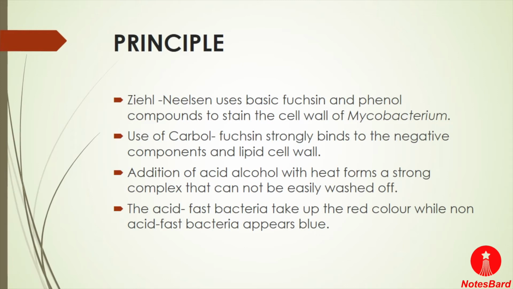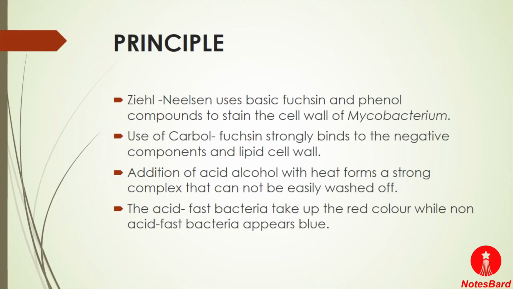As we have discussed earlier, the Ziehl-Neelsen staining method is mainly used for Mycobacterium species because those species cannot bind readily to simple staining methods, and that's why heat is used along with carbol fuchsin and phenol for the identification of these Mycobacterium, so that they can stain properly. Carbol fuchsin is used because it strongly binds to the negative compounds of the cell wall of the mycobacterium and also to the lipid cell wall of the mycobacterium species.